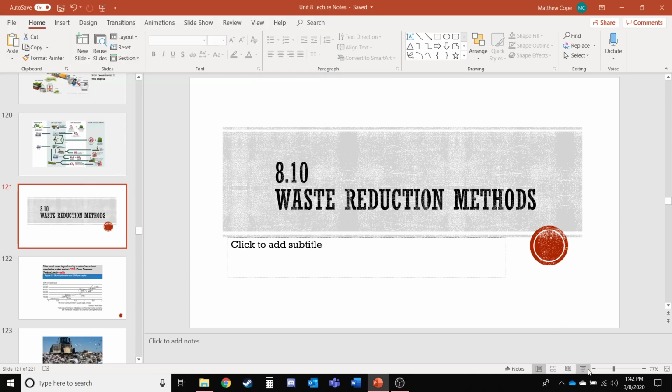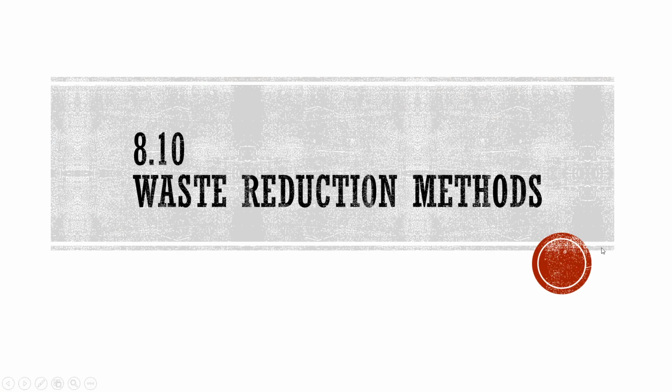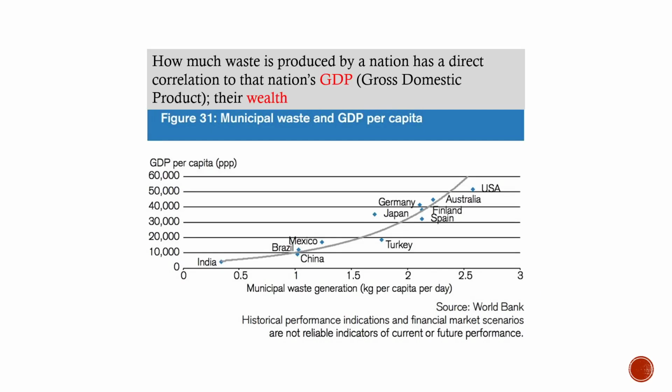All right, welcome back for the Unit 8 notes. Unit 8, of course, being aquatic and terrestrial pollution. This is going to be our 10th video on the 10th section for waste reduction methods. We'll talk about some of the things we can do to reduce waste.